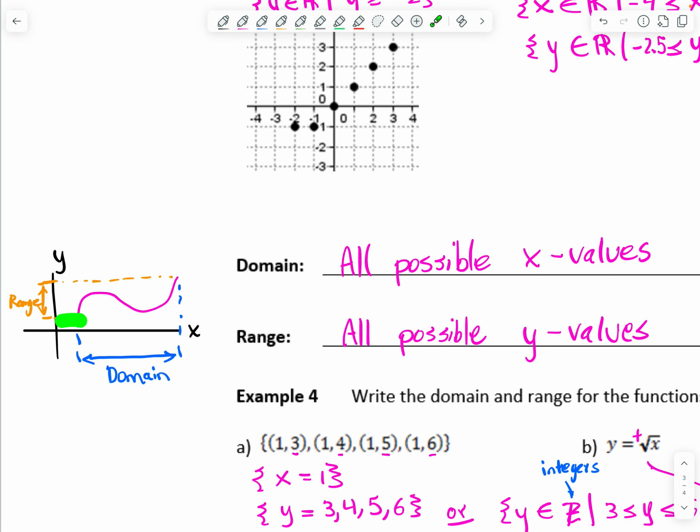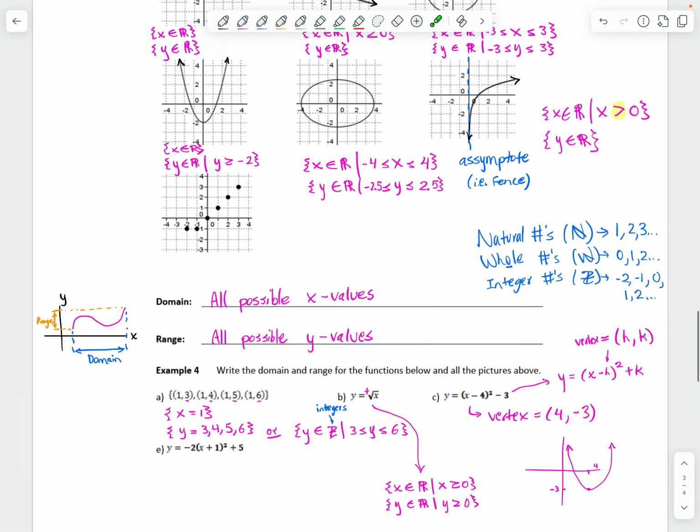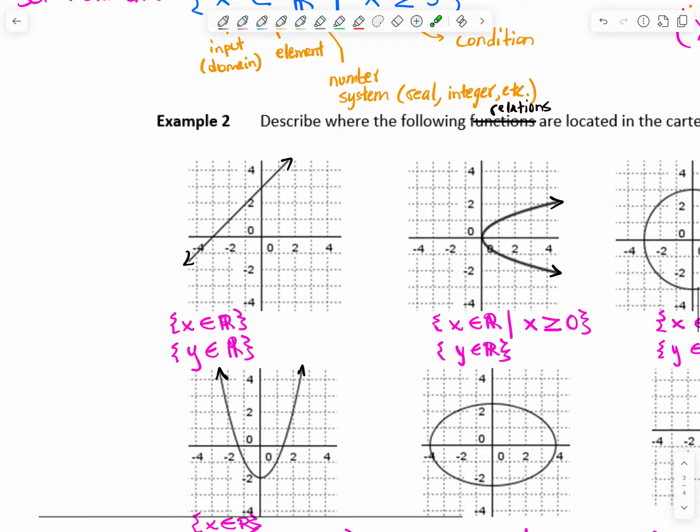And then the range is also like the range of the y values. So from here to here, that ceiling. Okay, all possible y values. So let's take a look at some examples.